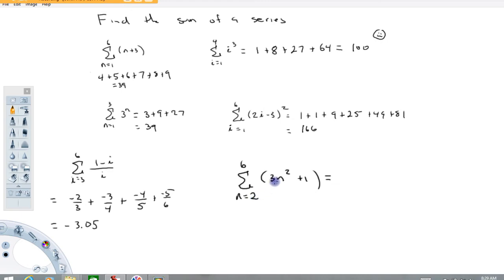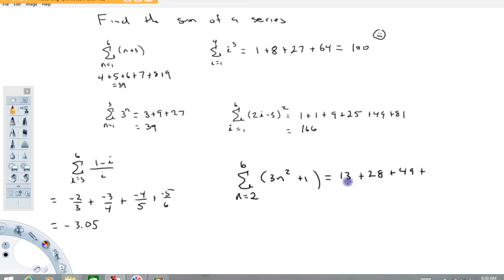Starting at n equals 2, so this is going to be 3 times 2 squared. Let's see, 3 times 4 is 12 plus 1, 13. Now we'll go to n equals 3. Squared is 9. Times 3 is 27. Plus 1, 28. Now we'll go to n equals 4. That's going to give us 16 times 3, 48. Plus 1, 49.